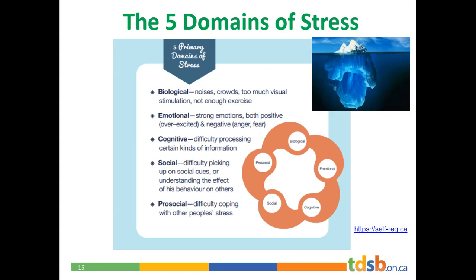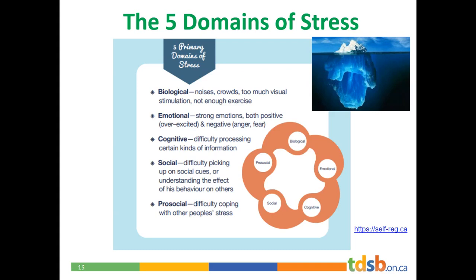The next domain is the emotional domain. When we think of children who have very strong emotions, sometimes they're positive. These are kids who get really overly excited and disruptive, or negative feelings such as anger and fear. The third domain is the cognitive domain, which involves difficulty processing certain kinds of information. This type of information may be difficulty processing memory, processing auditory information, or children who have difficulty processing language.